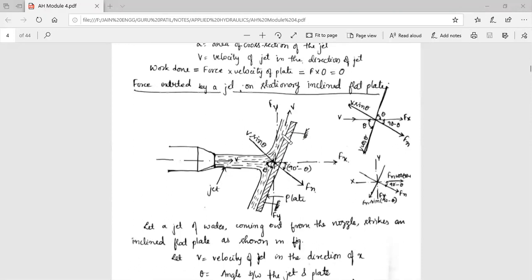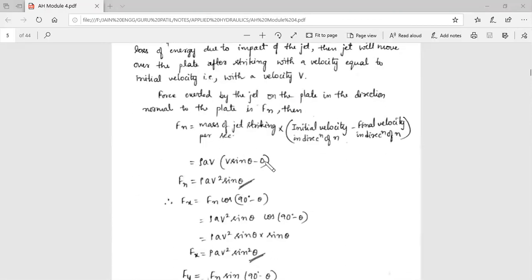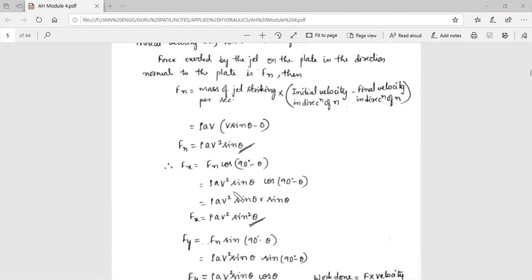So that component we need to find. It is not 90 degrees, but it is inclined at an angle theta. So it will become V sin theta minus 0. Therefore rho A V into V is V square, sin theta is kept as it is. Now Fx. This force, we should take the component force. So this is the velocity component and here we are taking the force component.